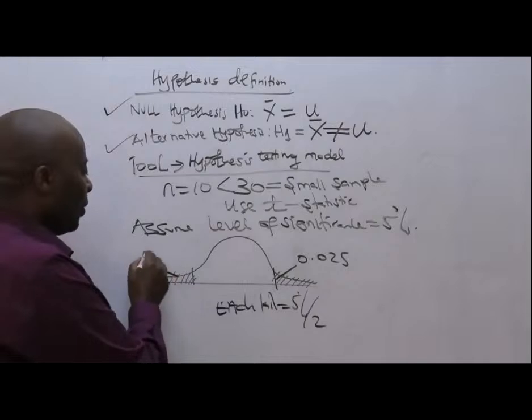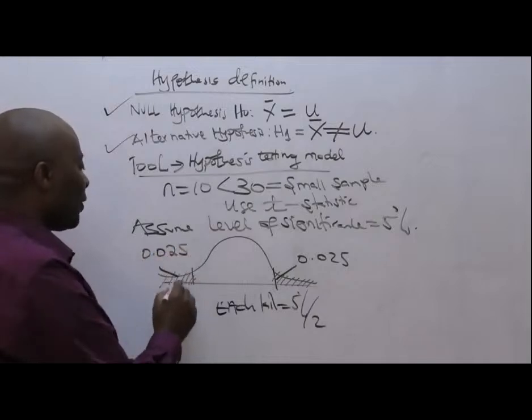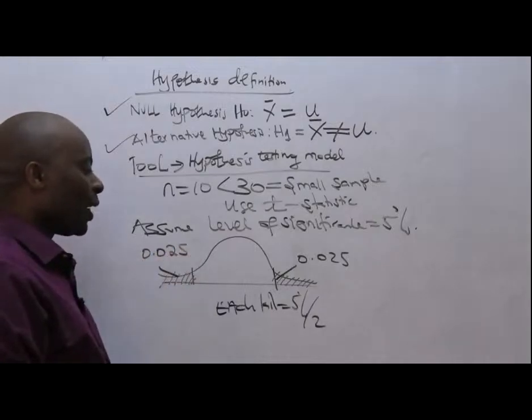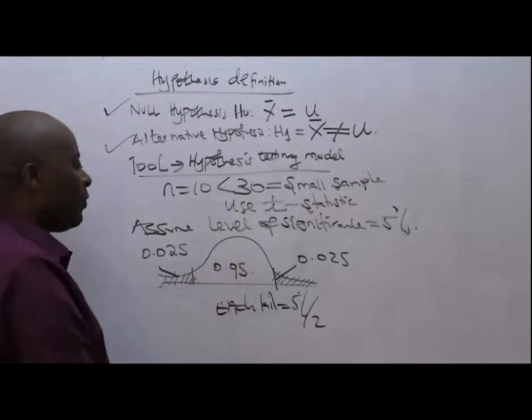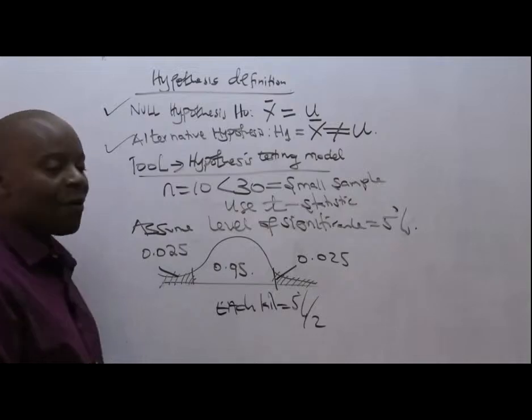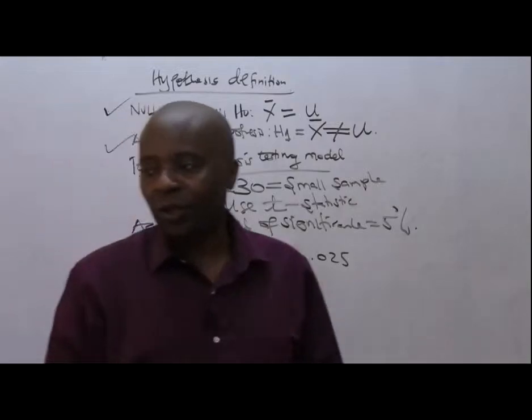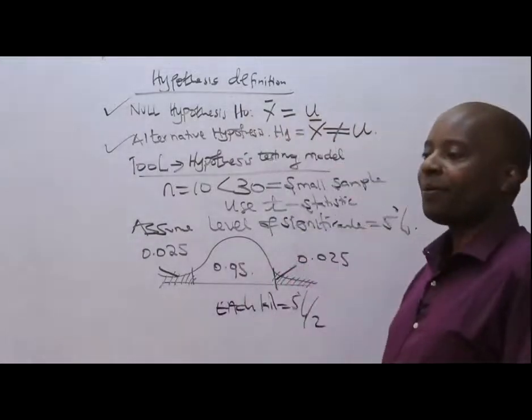0.025. This one here will be 0.025, like that. 0.025. And of course, in between here, then we'll have 0.95, given that the total area must be 100%.